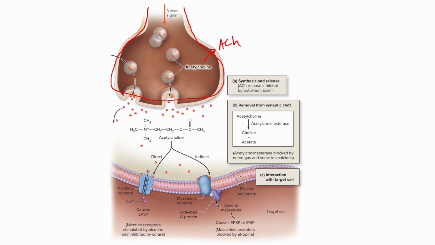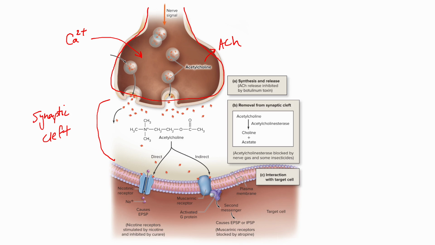Once the signal is released, does anybody remember, as this membrane gets depolarized, what channels will open? So it's the calcium ion voltage gated channels that open. Calcium then flows into the synaptic knob. That triggers the vesicles to release the acetylcholine neurotransmitter into this space, right? This space has a special name. It's called the synaptic cleft.